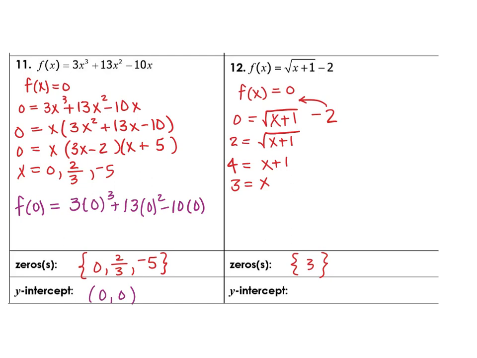And then we're going to find f at 0, and again plugging in a 0 here. So f at 0, we have the square root of 0 plus 1, then minus 2. So that's going to give me 1 minus 2, so I'm going to end up with a negative 1 there. So my y-intercepts would be 0 and negative 1.